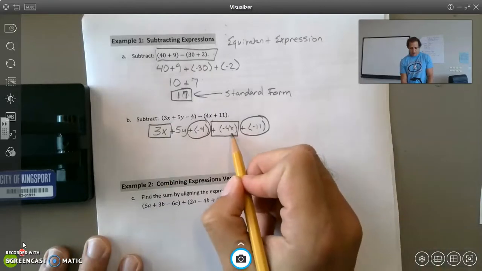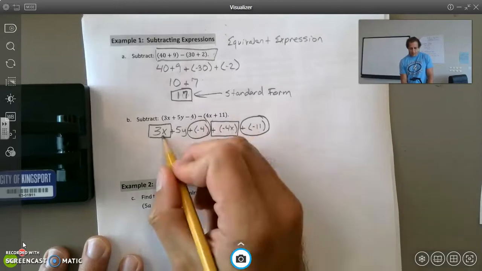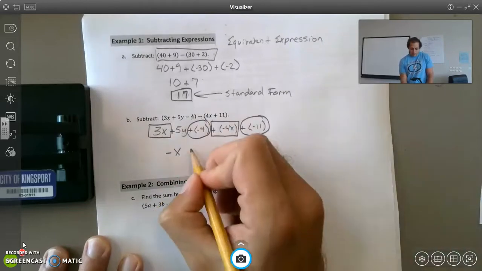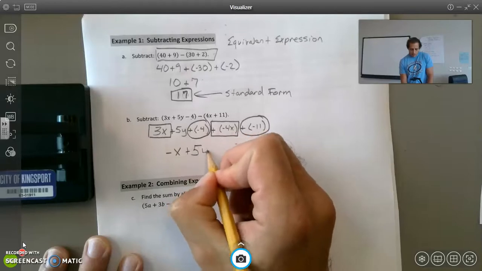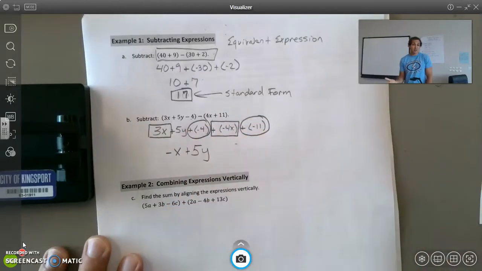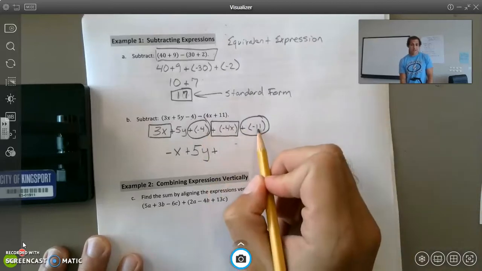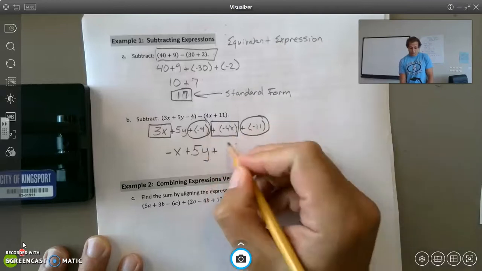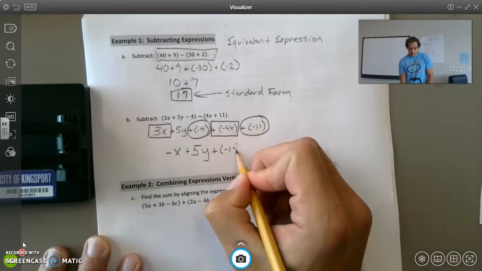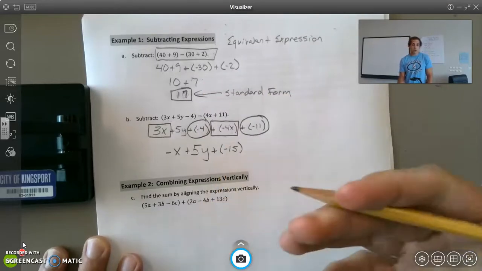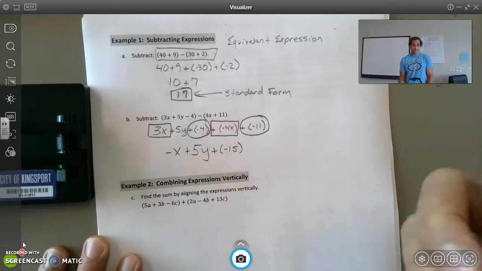3x plus negative 4x is going to add together. 3 plus negative 4 would be negative 1, so negative x. I'm going to write 5y here. We're just going to bring that down because there's nothing we can add to that. There's no other term that shares the y variable. And then I have negative 4 plus negative 11, which is going to be negative 15. Now this is written in standard form, which means all like terms have been combined.